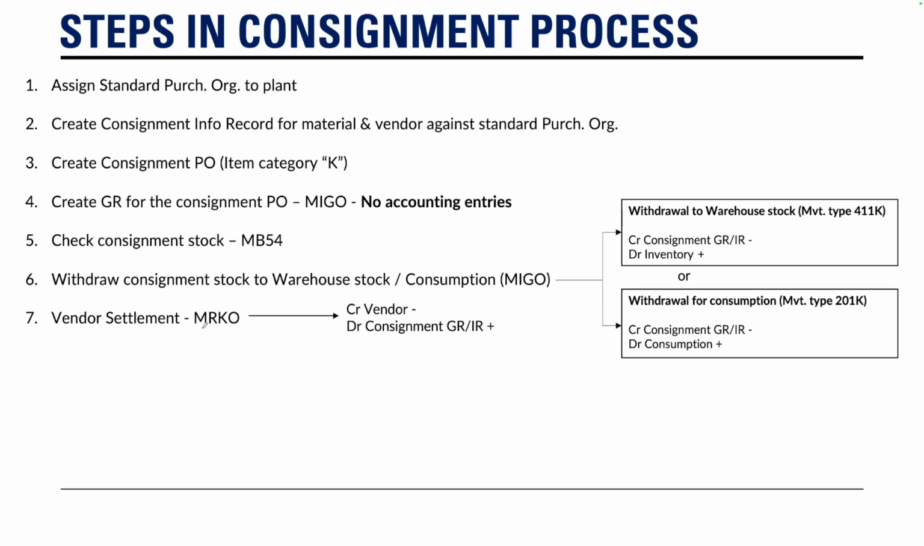Okay. So this vendor settlement will be done through T-code MRKO, and in this particular transaction, the accounting entry that will get posted is your vendor liability will get created and the consignment GRIR will get debited. And after this step, this vendor liability you will clear through the payment process. So these are all the steps which are required for a consignment process to be done in SAP.